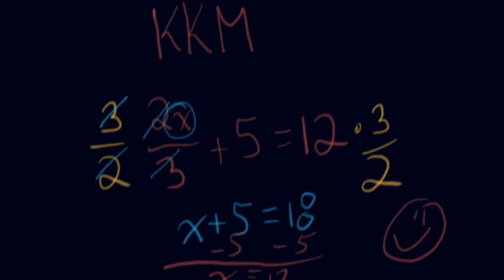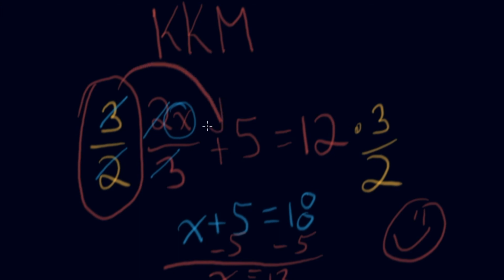Because a couple things is when you multiply this side by 3 over 2, notice I said side, so you would need to multiply this 5 by 3 over 2 as well, which a lot of kids forget. Common kid mistake.